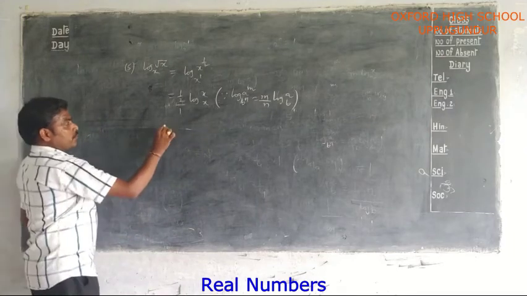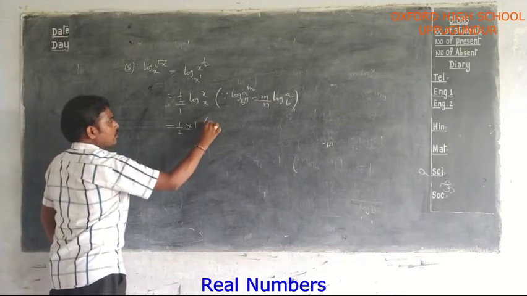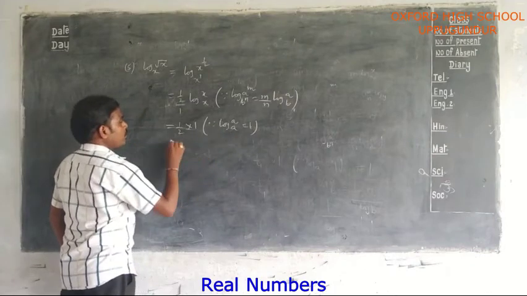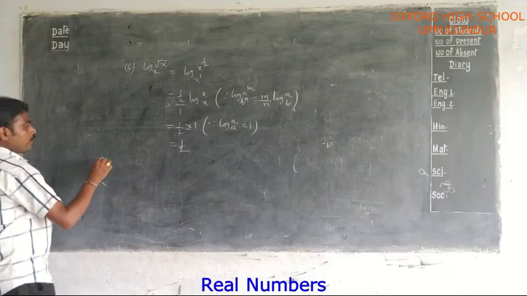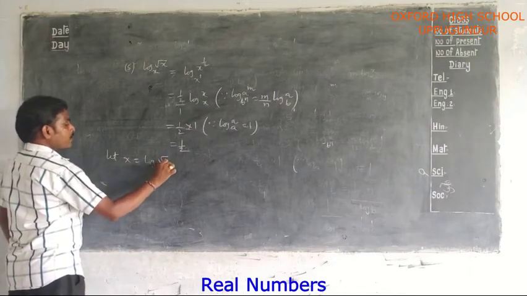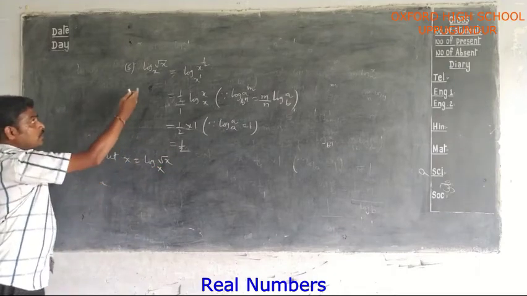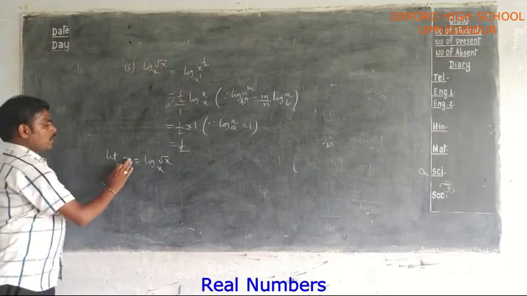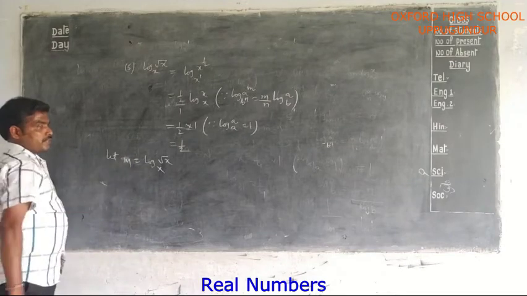So 1 by 2 by 1 is 1 by 2. Log x base x value is 1, since log a base a equals 1. Now 1 by 2 into 1, you will get 1 by 2. Now using logarithmic form to exponential form, you have to assume some variable. Because this problem is in terms of the variable x, that's why you are assuming this value as some m. So m equals log root x base x.